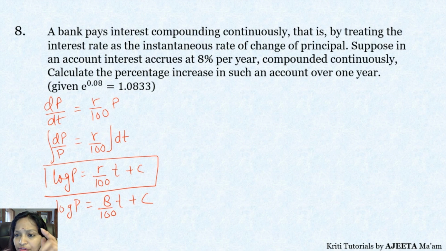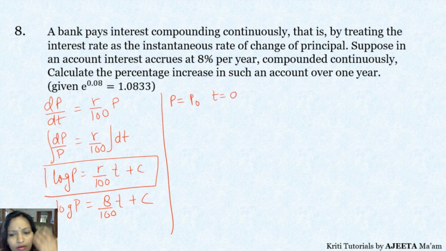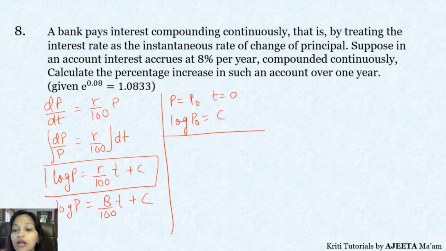Now let's calculate the first thing. Suppose P is P0, so time is zero. We don't know the initial amount, right? We just have to find the increase. So now log P0 is equal to c. We will put t as 0. So that's the first condition. Now we have to move ahead.